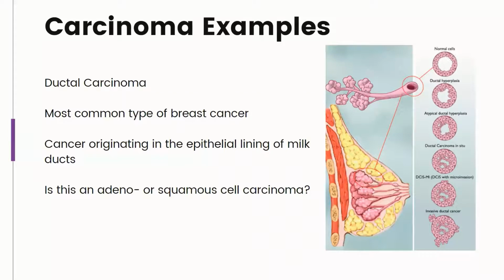Now let's look at some carcinoma examples. Ductal cells are epithelial cells in the breast that line the milk ducts where milk is secreted. And neoplasms in these cells are a common cause of breast cancer. Now, if you want, go ahead and pause the video and ask yourself if this would be an adenocarcinoma or a squamous cell carcinoma. It's an adenocarcinoma because these cells are glandular cells which are secreting milk. Great job.